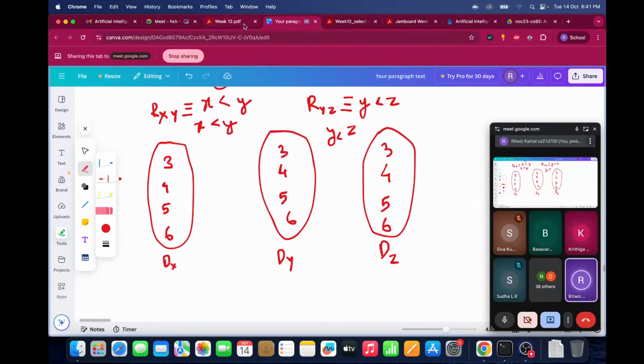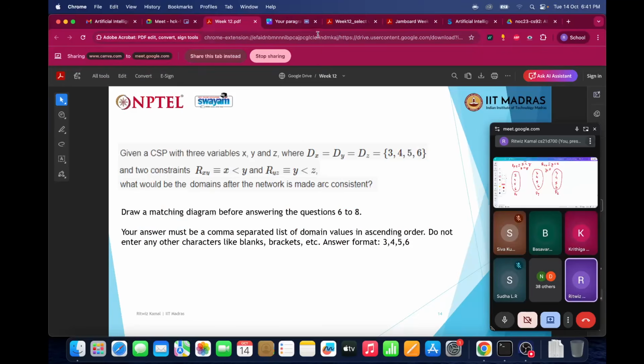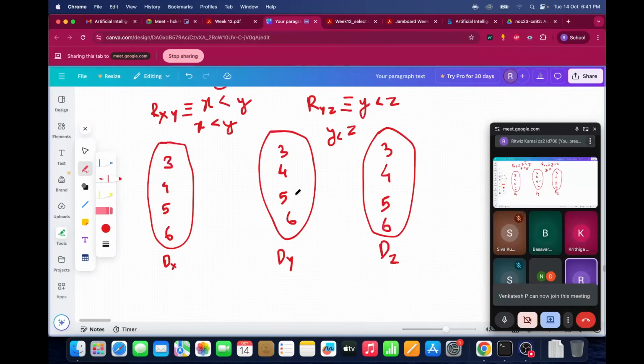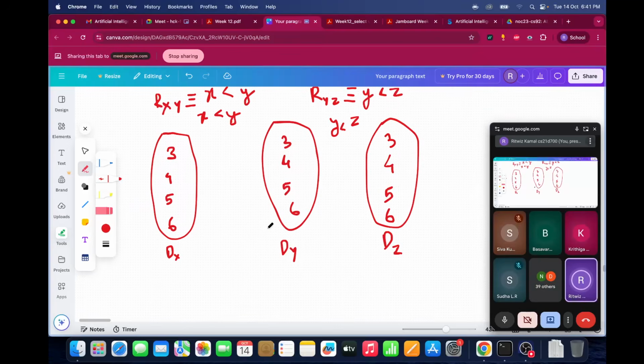So these are the two constraints given to us. Now what we have to do is make this domain arc consistent. What do we mean by arc consistent? For that, let's first define what arcs are. Does anyone know what will be arcs in this case?